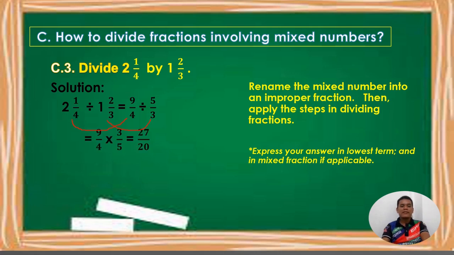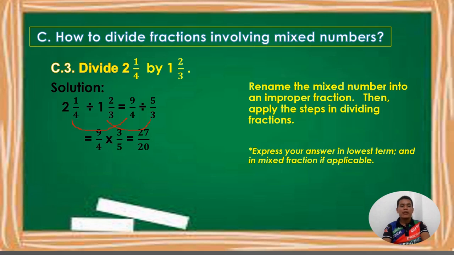Then proceed to the next step. Change or invert the divisor, 5/3. So 5/3 becomes 3/5. And then change the division sign to multiplication sign. So we'll now proceed to multiplying our numerators and multiplying our denominators. 9 times 3 is equal to 27. 4 times 5 is equal to 20. So the result is 27/20.